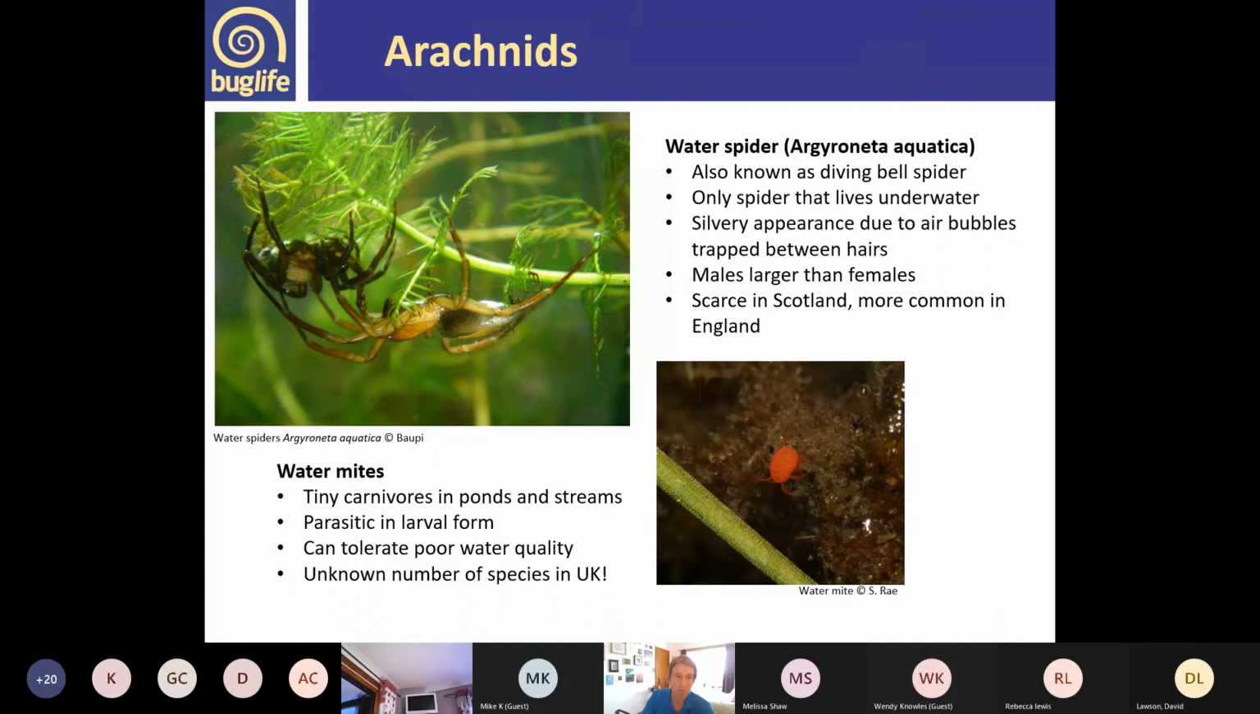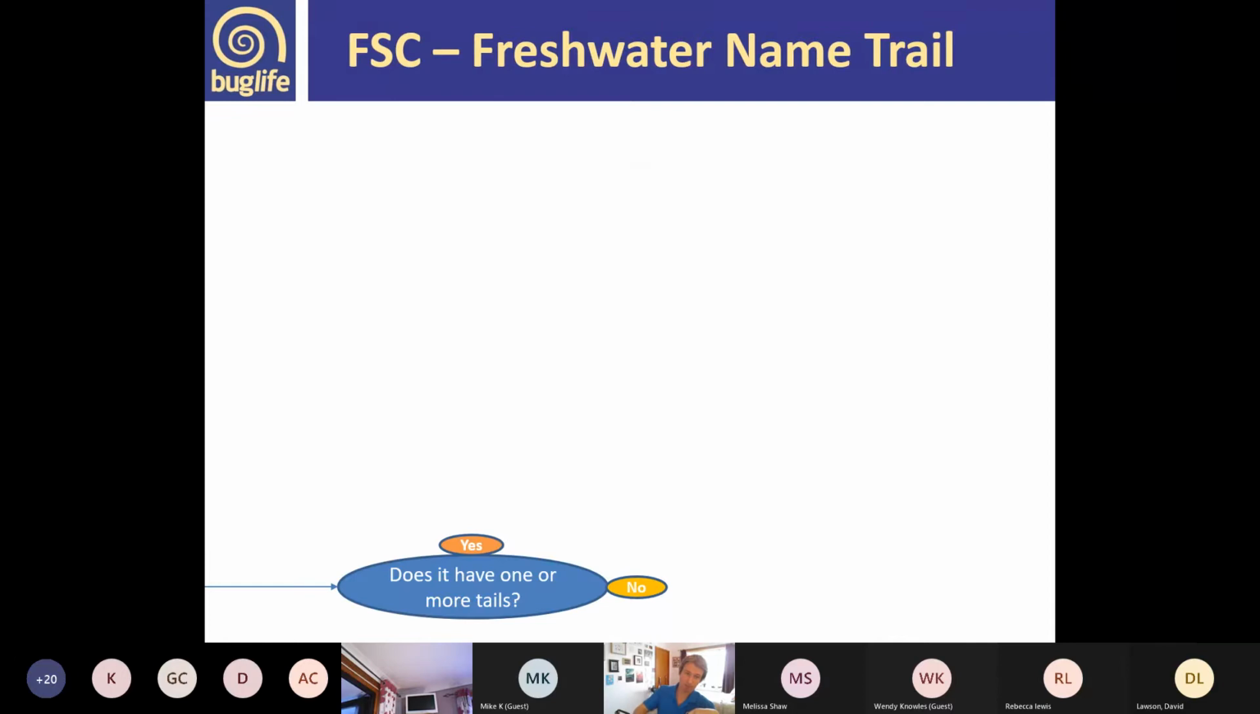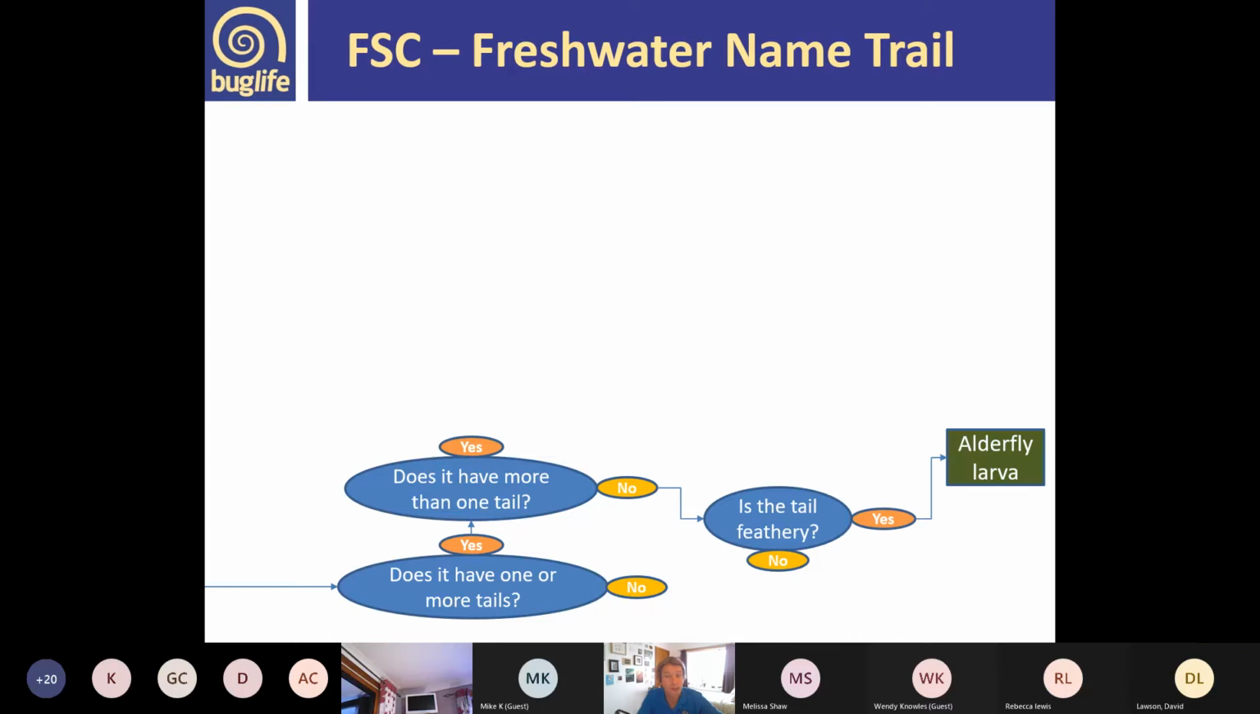On to the next part of the freshwater name trail. And we've got to the stage that we're at our class Insecta now. So we know that they have six legs. Do they have one or more tails? We've got to check the number of tails that they have. Does it have more than one tail? If no, is the tail feathery? If yes, then we're looking at an older fly larva. Or water bugs.